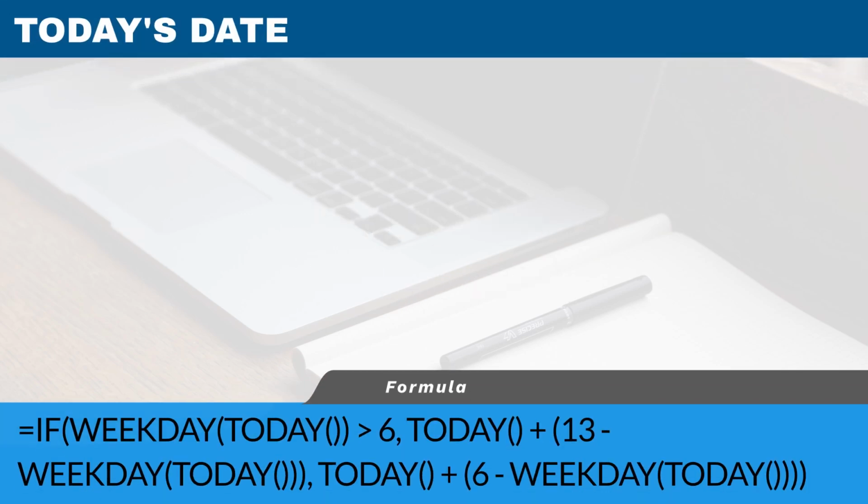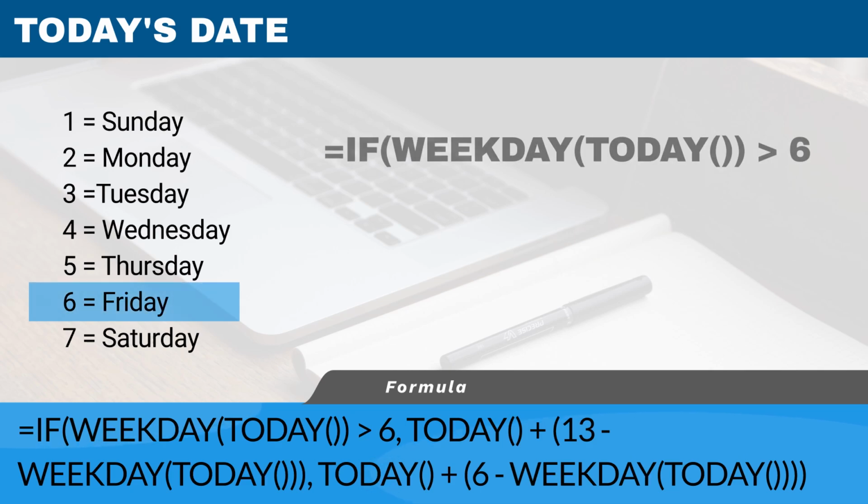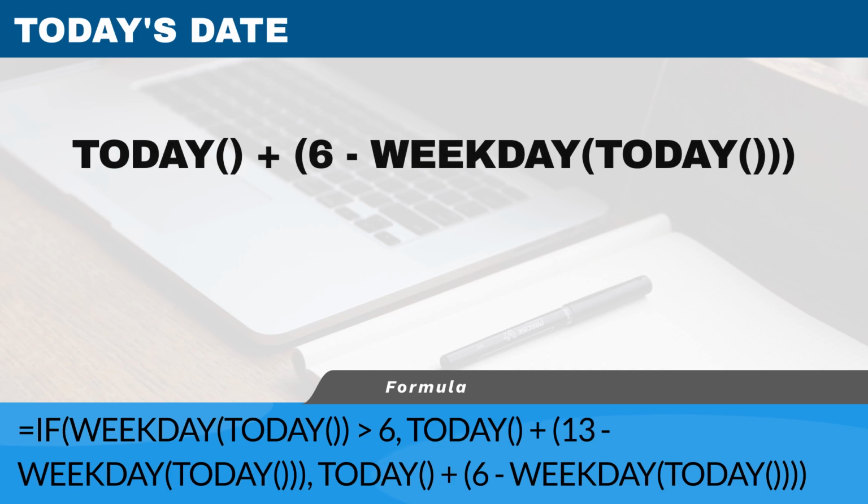In the next example, we'll use the WEEKDAY formula to find the date for a specific day of the week. The WEEKDAY formula assigns numeric values to days of the week, with 1 for Sunday and 7 for Saturday. For instance, to find the date for next Friday, we combine the WEEKDAY and TODAY functions to determine if today's weekday value is greater than the target value of 6 for Friday. If the condition is true, the formula calculates the date for Friday of the next week. If the condition is false, it returns the date for Friday of the current week.